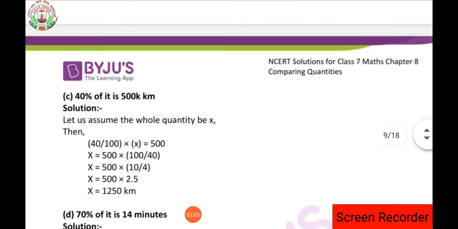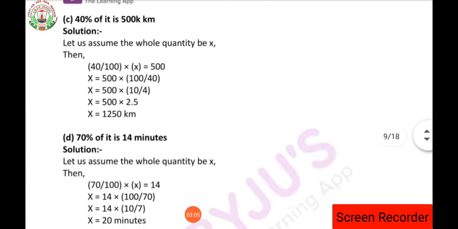Then the next, c part. In the c part also you have to solve as it is, that is 40% of it is 500 kilometers. Double time k is written here, it is a single time k. So 40 into 1 by 100 into x is equals to 500. When you solve the value, you will get the answer as 1250 kilometers.